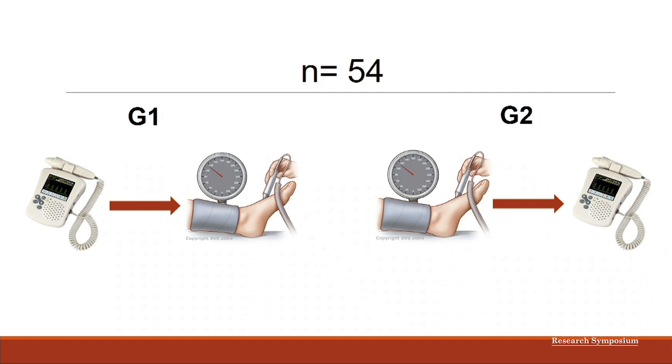54 participants will be enrolled in this study. They will be divided into two groups. The first group will undergo a handheld Doppler first, followed by an ankle brachial index. The second group will undergo the ankle brachial index, followed by handheld Doppler. This is counterbalancing to overcome the order effects.